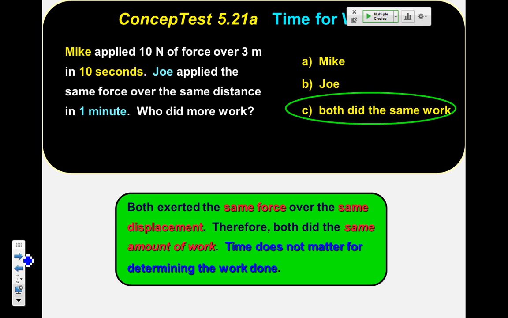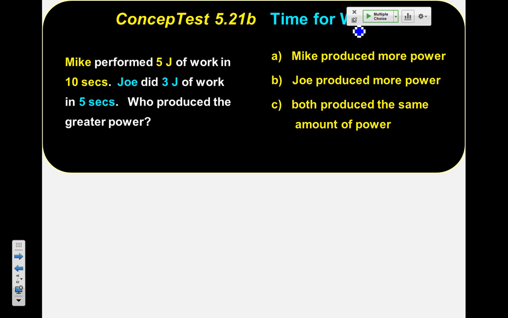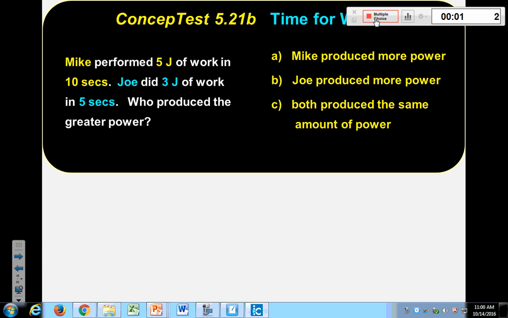All right, so they both did the same work. Mike performed 5 joules of work in 10 seconds. Joe did 3 joules of work in 5 seconds. Who produced the greater power?